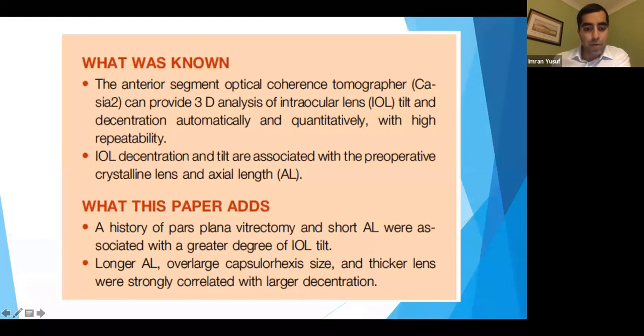So it's useful to see whether you feel that the findings of the paper justify what they feel they've added. What they feel they've added is that a history of past pars plana vitrectomy and short axial length were associated with a greater degree of IOL tilt. And they also felt they showed that a longer axial length, large capsular axis overlap with the IOL, and lens thickness were associated with a larger decentration. So that's really what the paper showed.